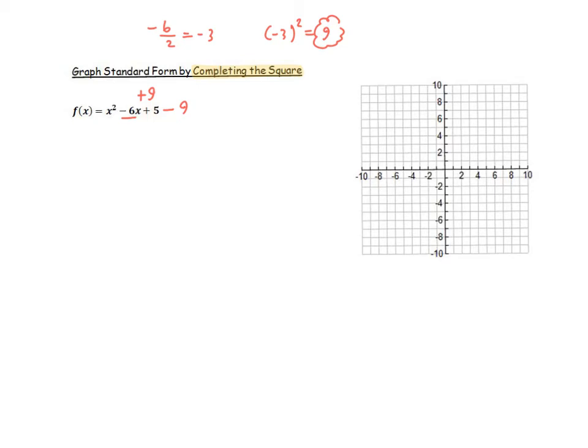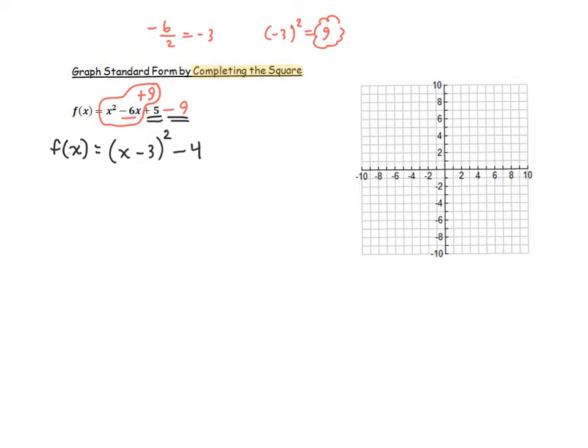So now I'm ready to condense my equation. I can see x squared minus 6x plus 9 is ready to be written as (x minus 3) squared. And then my last two numbers, +5 minus 9, if I combine those, I get -4. So I've completed the square, and now my function is written in a different form. This is actually called vertex form.